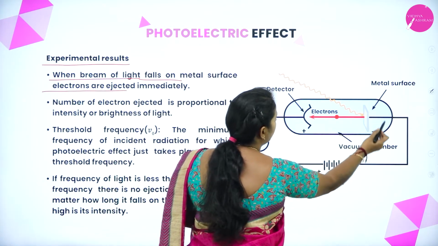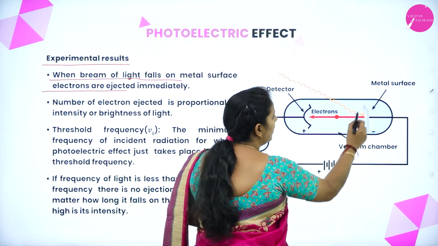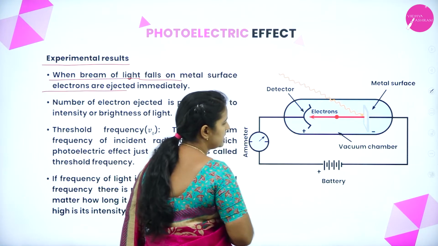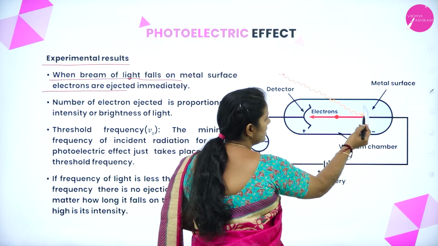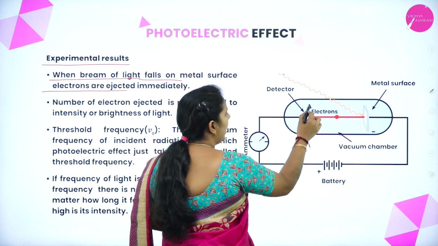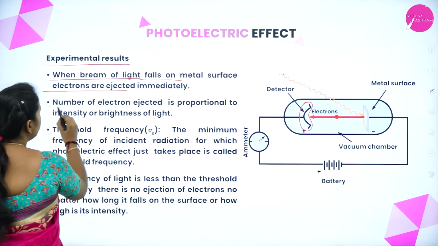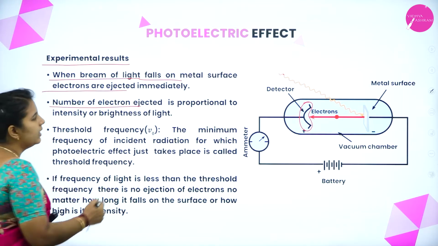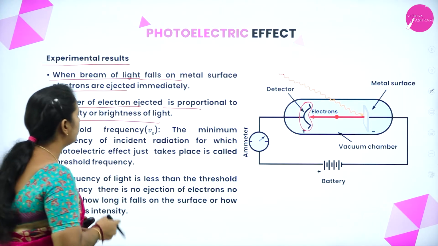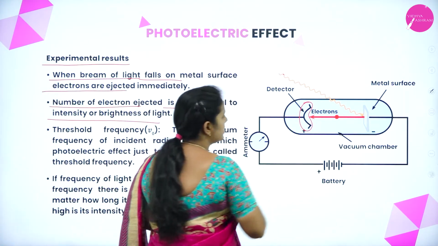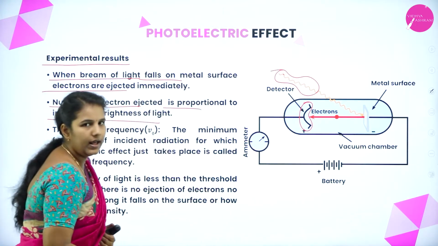Here I have taken a glass tube. Inside this glass tube, which is a vacuum chamber, I have placed the metal surface. When light of a certain frequency is allowed to fall on this metal surface, the electrons get ejected, and later they are detected by the detector. The number of electrons ejected is directly proportional to the intensity or brightness of the light.